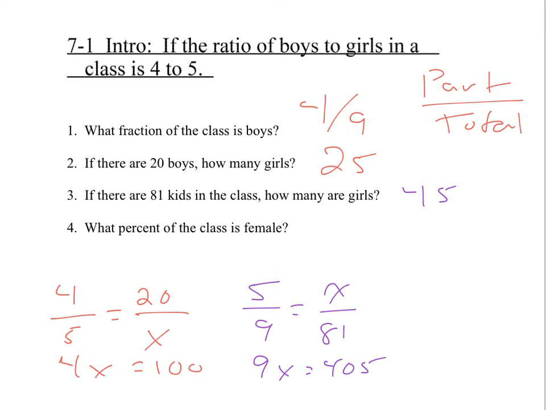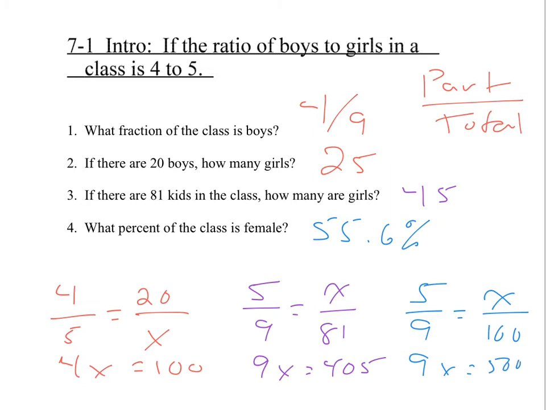What percent of the class is female? You should have found it was 55.6% or 55.5%. And the reason for that is because 5 out of 9 are girls, which means how many out of 100? And all we're doing now is once again cross multiplying. We're going to get 9x is equal to 500. Divide both sides by 9.